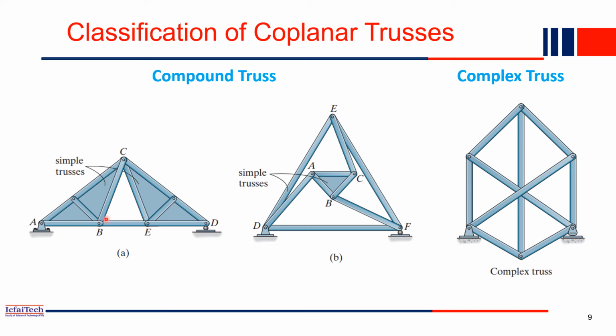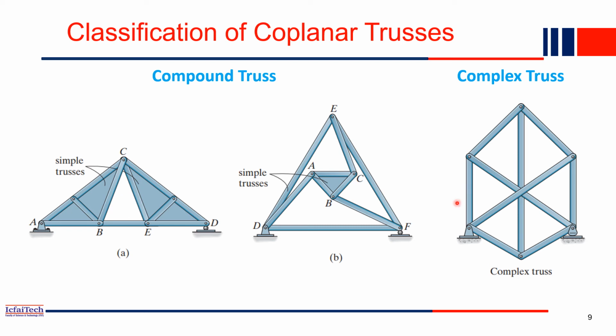Similarly, depending on the requirements, we may need a simple truss or we may need a compound truss. So here also, if you see, these are simple trusses, and then we connect them. This big triangle is a simple truss. The small triangle is another simple truss. Then we connected them with three bars, and this is our compound truss. So a compound truss is nothing but the combination of two or more simple trusses.